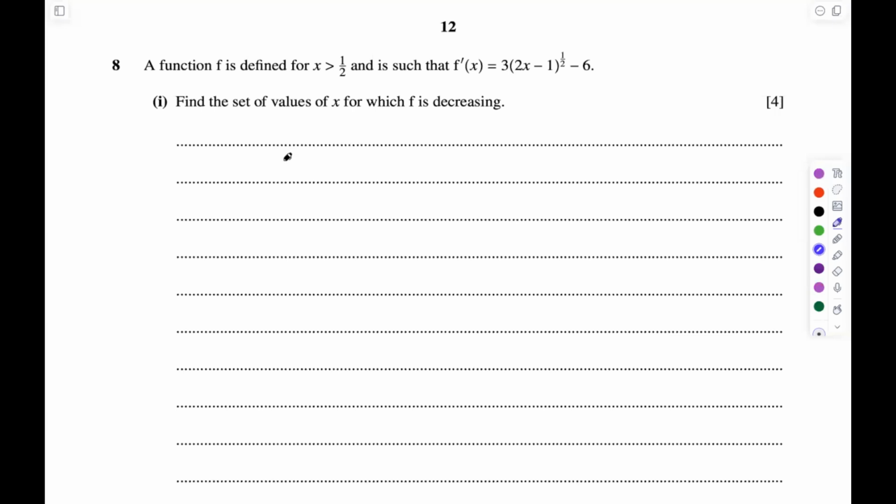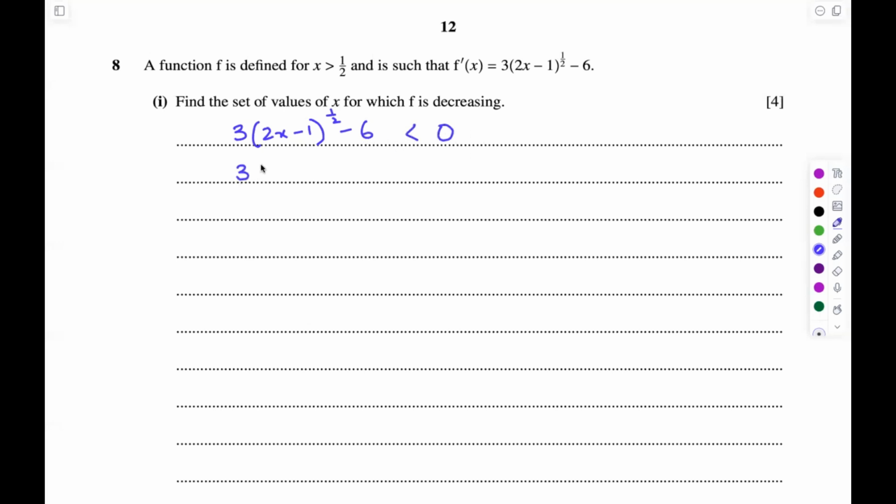In question 8, a function f is defined for x greater than 1/2 and is such that f′(x), or the derivative of f, is equal to 3(2x − 1)^(1/2) − 6. We have to find the set of values of x for which f is decreasing. Now, when it says that the function f is decreasing, it means that the derivative is less than 0. So we know that the expression for f′ or dy/dx is 3(2x − 1)^(1/2) − 6, and it will be taken as less than 0.